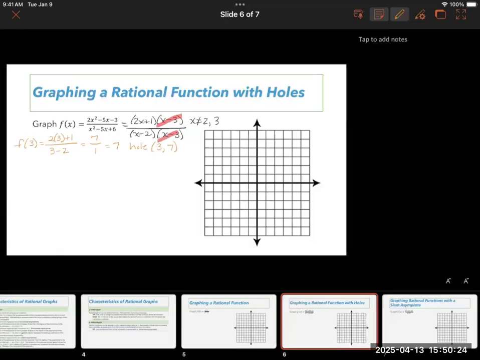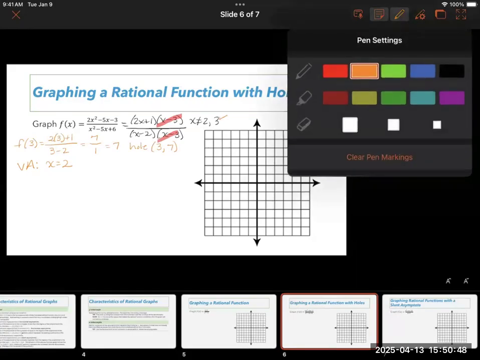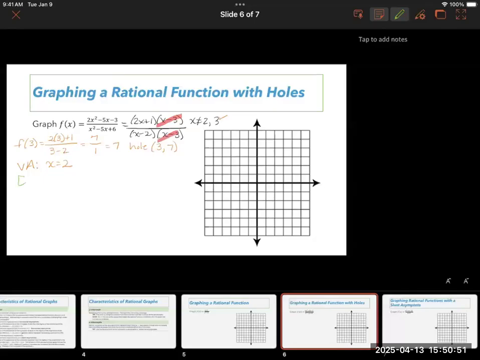Okay, so that takes care of this x value. That means I have a vertical asymptote at the other value, which is x equals 2. Okay, so that takes care of the values of x that are going to make our function undefined. Next, I'm going to take a look at end behavior. In this case, I have a 2 for my degree in the numerator. I also have a 2 for my degree in the denominator.